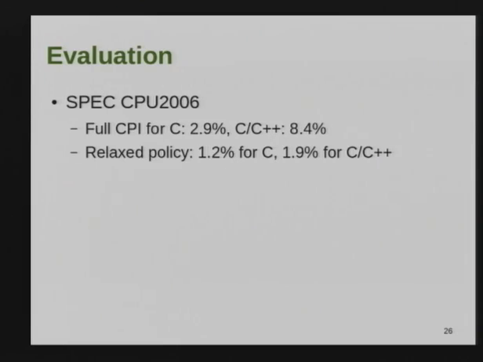Also, we have defined a relaxed policy, which is still stronger than any control flow integrity policy can be, but relaxes some constraints of dependent types and reduces the protection of those dependent types. For this relaxed policy, more details are obviously available in the paper. We have 1.2% overhead for C applications and only 1.9% overhead for C and C++ applications.